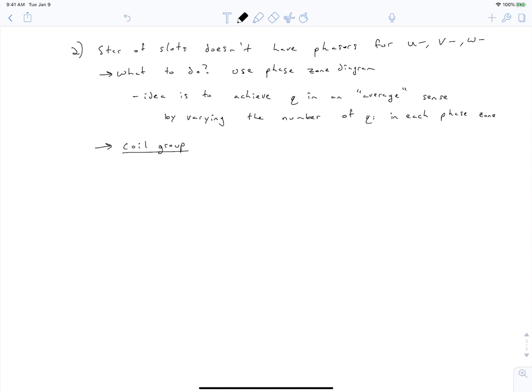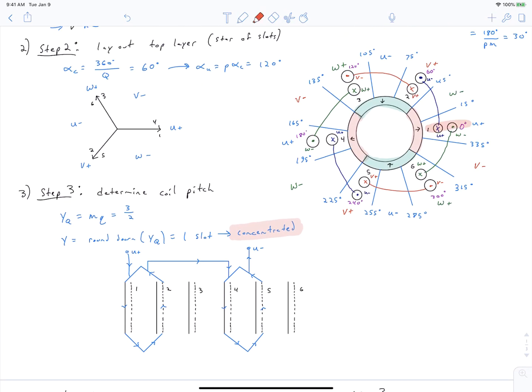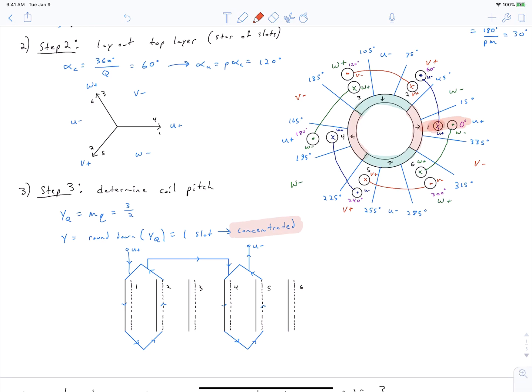And to do this, we're going to introduce some new vocabulary. Coil group is going to be defined as the collection of coils within one phase zone. And so for our simple case up here, there's a coil group of coils that reside within phase zone 1. Now if we had multiple slots, we'd have multiple coils. But here you can see for single layer winding, where we don't have this bottom layer, we just have a single coil that is residing within this phase zone.